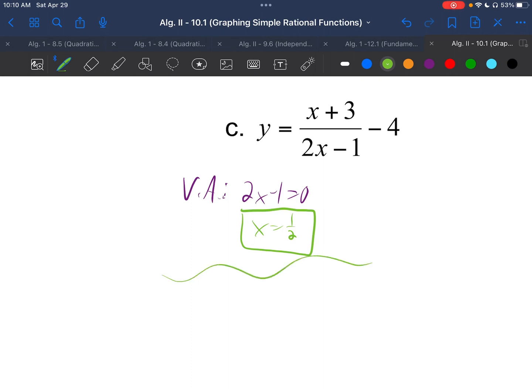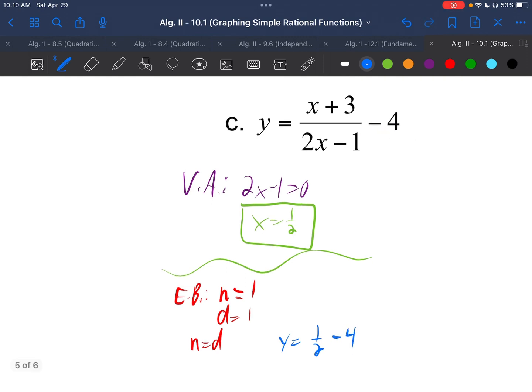Then, in order to find the end behavior asymptote, or asymptotes potentially, we look at the degree of the numerator and the degree of the denominator, both of which are 1. So we say, hey, they're equal to each other. So you have a horizontal asymptote at y equals the leading coefficients. So 1 divided by 2, aka 1/2. But we also have to add or subtract whatever translation's there. So it's being translated 4 down, so we also subtract 4.